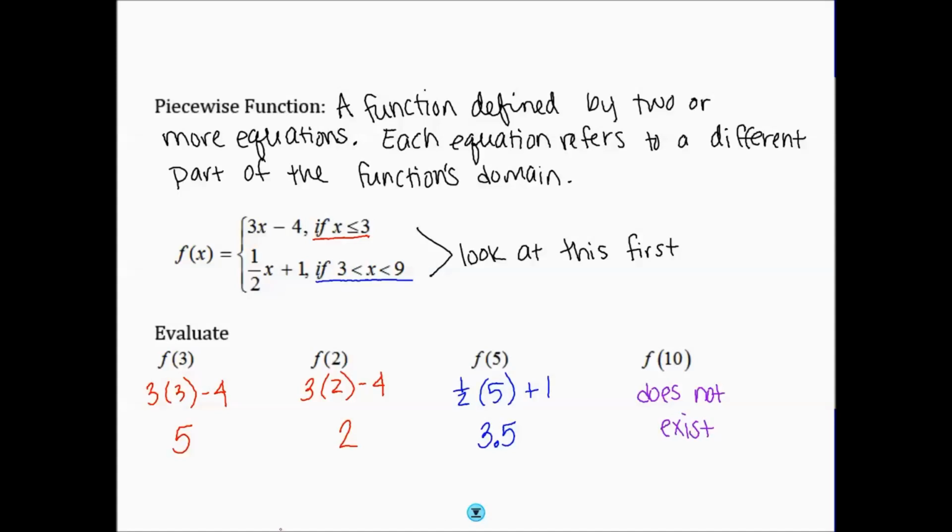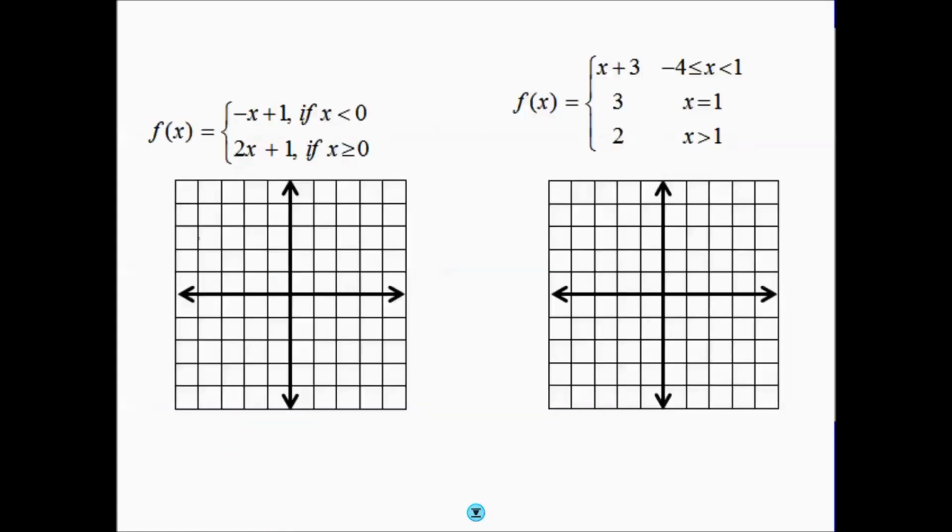Now let's look at some graphing examples. This first equation says if x is less than 0, we're going to use negative x plus 1, and if x is greater than or equal to 0, then we use 2x plus 1. So the way that I like to do these is by highlighting. I'm going to make my first equation yellow and my second equation orange.